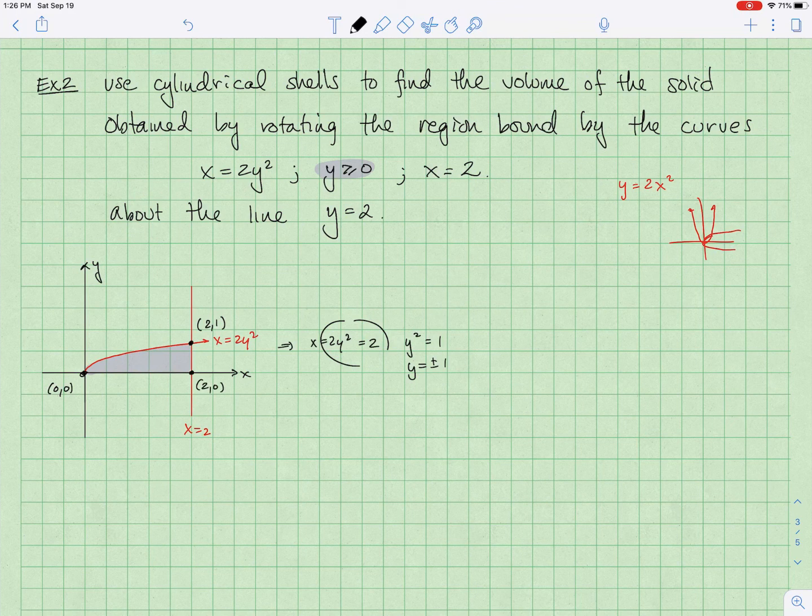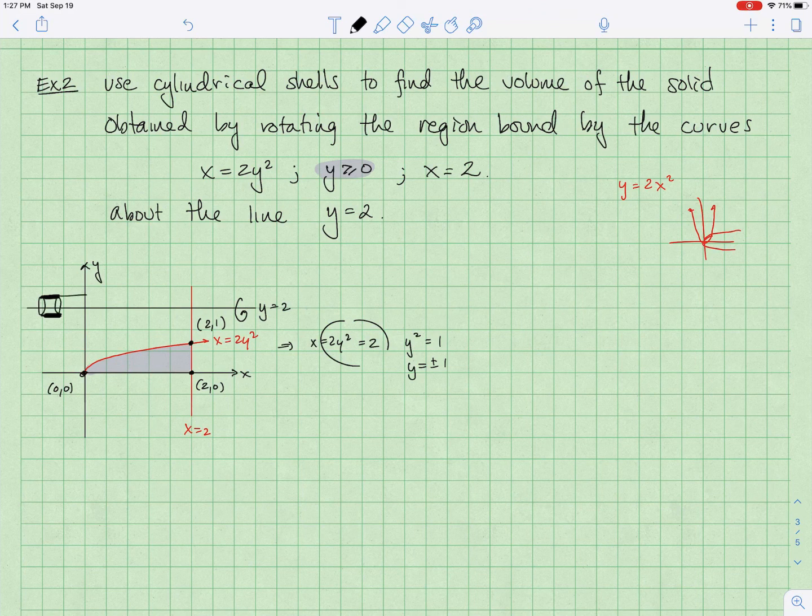There's our region. We're going to rotate that around the line y equals 2. I'll just put an arbitrary line up there, y equals 2. And we're going to rotate about this line. So we're supposed to use cylindrical shells. What I'm going to do is, around my axis of rotation, draw a little cylindrical shell just to get oriented here. There's my little shell.